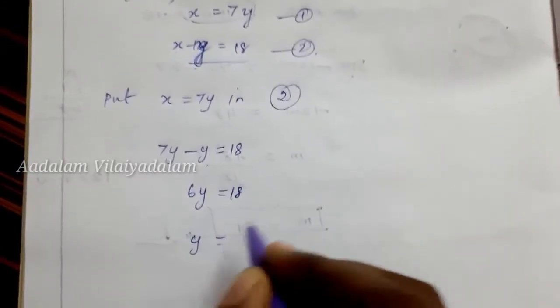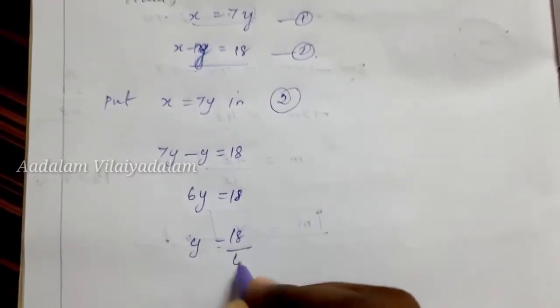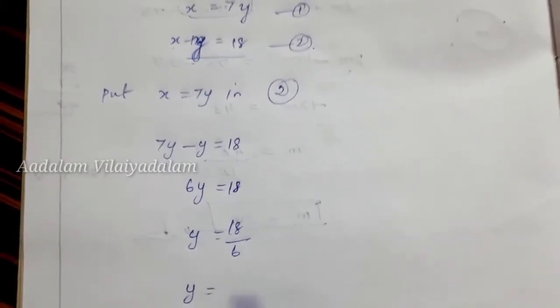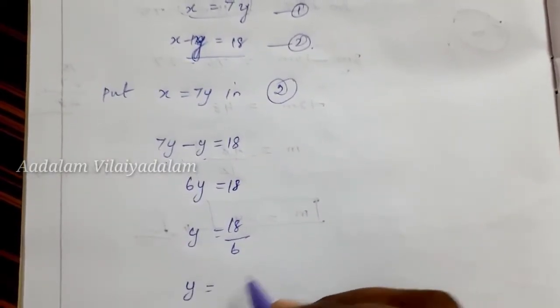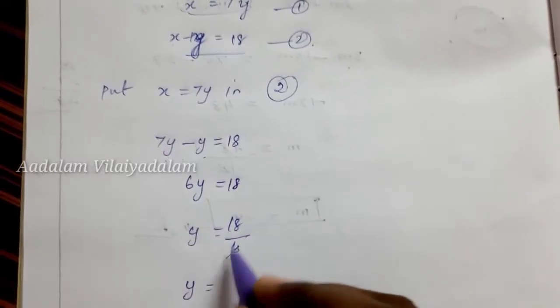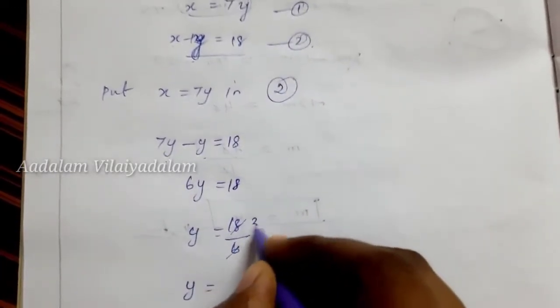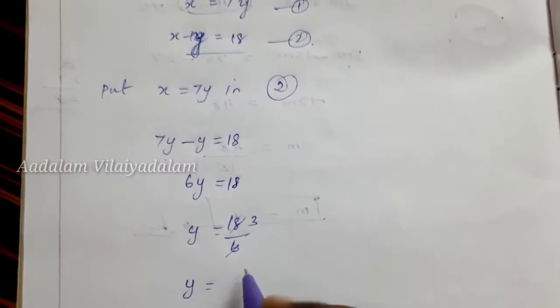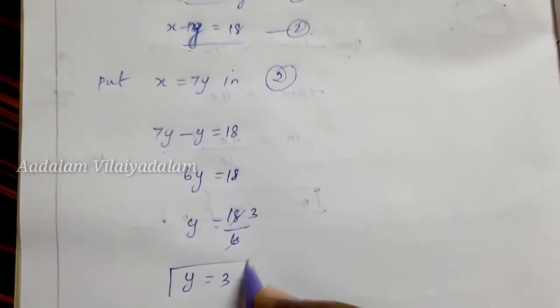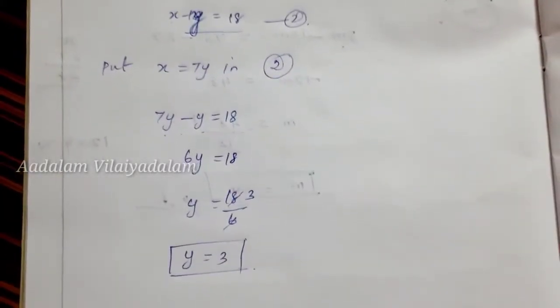Then if we divide this by 6, using the 3 table or 2 table or 6 table, if we cancel, then we can see 6 3s are 18. Therefore, the other number is y equal to 3.